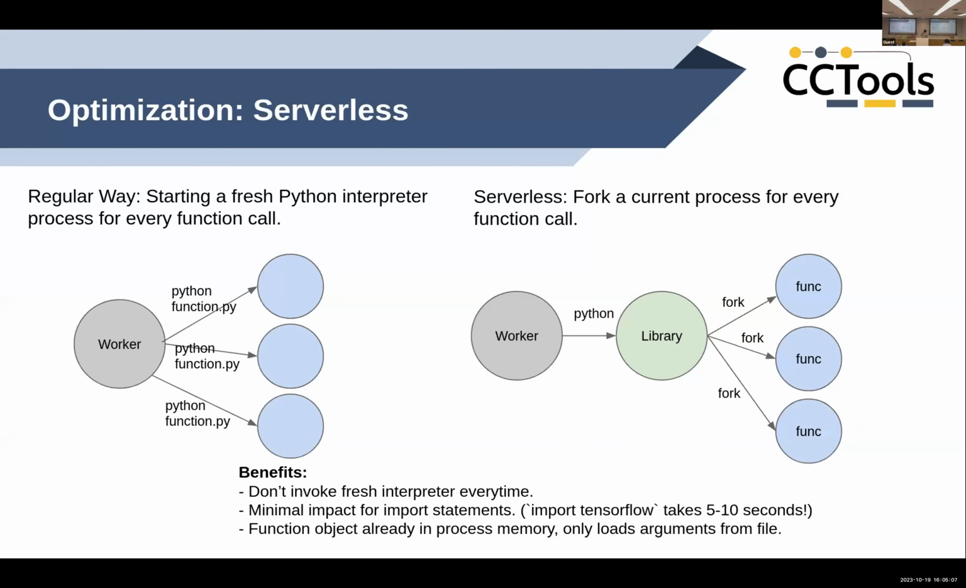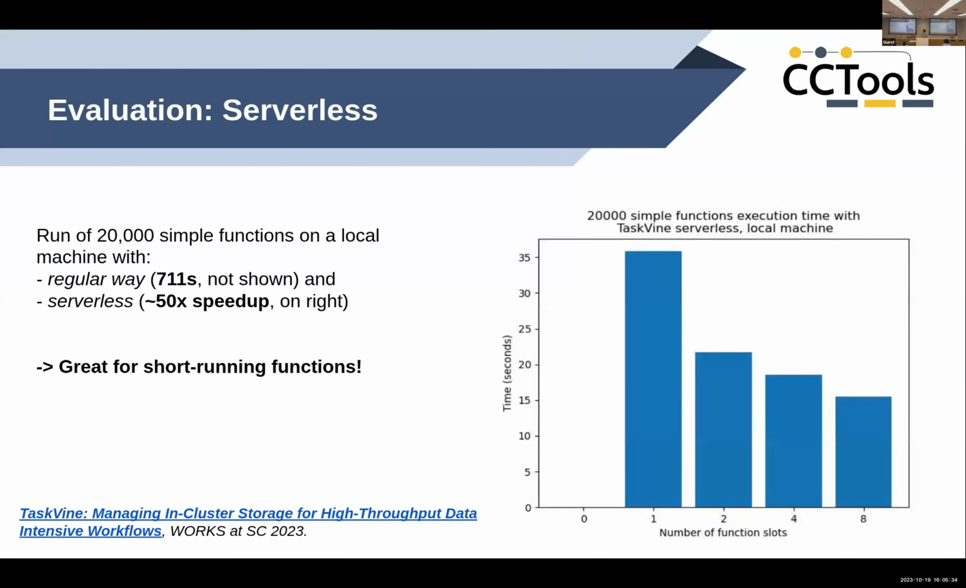Because I have 1 minute, we also have a serverless optimization. Before, we ran a fresh Python interpreter process for every function call. Now, instead of running a fresh Python interpreter process, we run one Python interpreter process and then fork itself for every function call. And the benefit is, I'm just going to skip to the next slide.